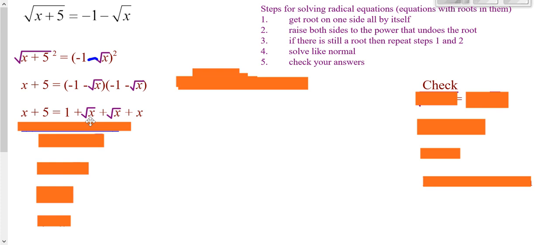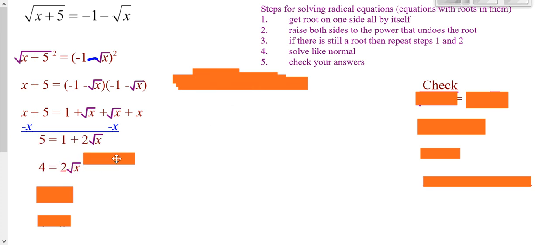Then you want to go ahead and try to get your roots by themselves. By the way, a root x plus a root x is 2 root x. You can get rid of this x by subtracting an x from both sides. Get rid of this 1 by subtracting a 1 from both sides. And then we would get 4 is equal to 2 root x. Get rid of that 2 by dividing by 2. Then you have your root on one side by itself. Then you want to undo your roots. So to undo your square root, you square both sides, so we get x to be 4.